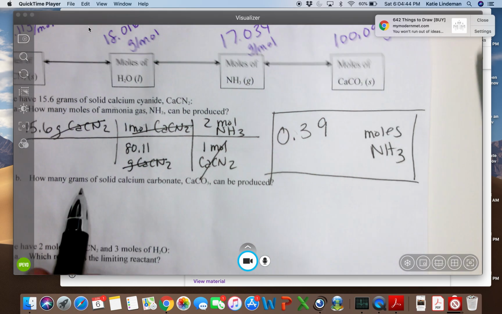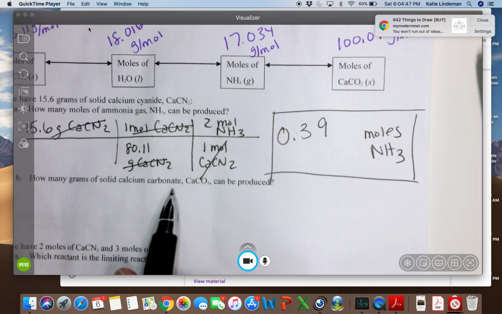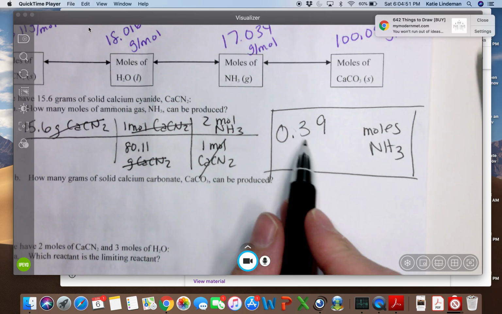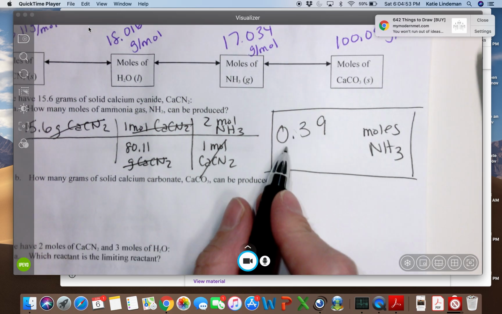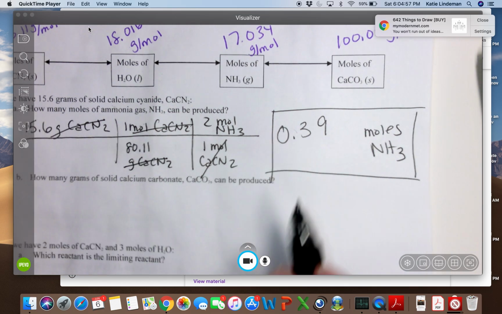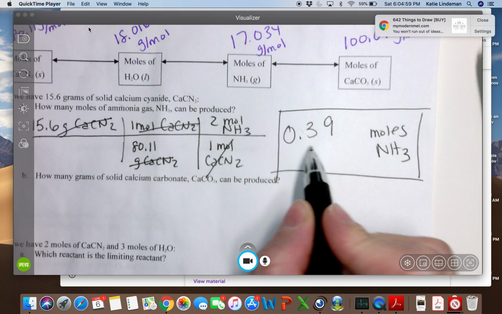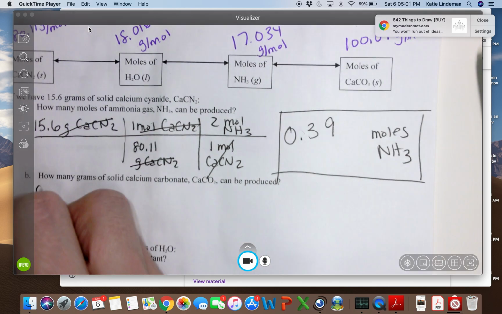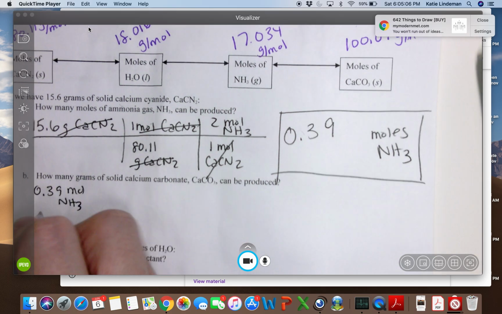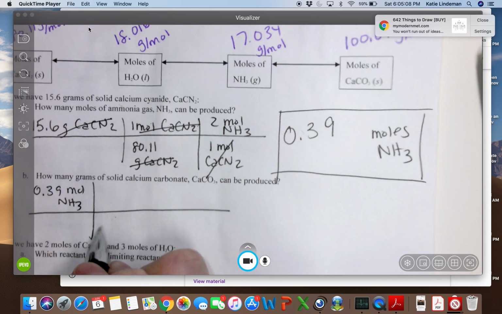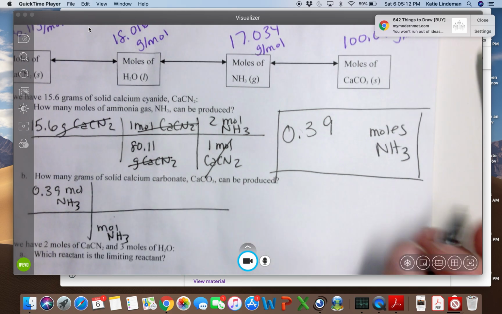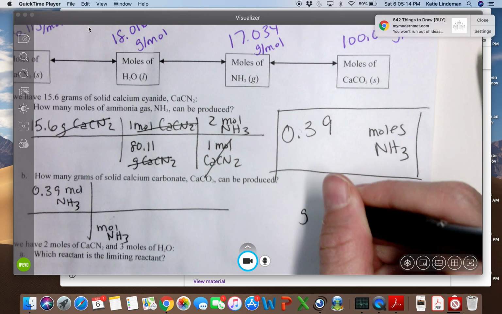Next question is, how many grams of solid calcium carbonate, CaCO3, can be produced? Okay, so I can start with either this, you can start with this, it really doesn't matter. I'm going to start with the moles of this. Mole of NH3. So mole of NH3, again, goes down here at the bottom. And I'm trying to get to grams of calcium carbonate.